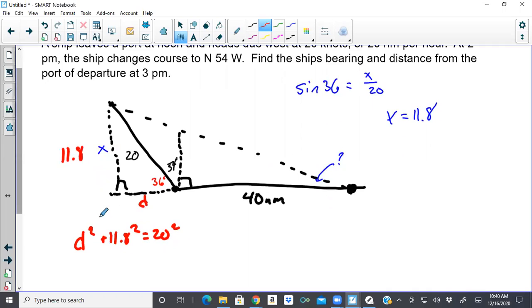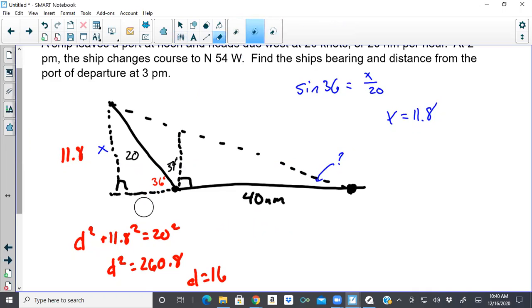Then I'm going to go through and solve that part. So I'm going to get 400 minus 11.8 squared, so D squared equals 260.8-ish. I'm going to take the square root of that number, and I get about 16. So this answer right here is 16, actually 16.1, we'll call it.